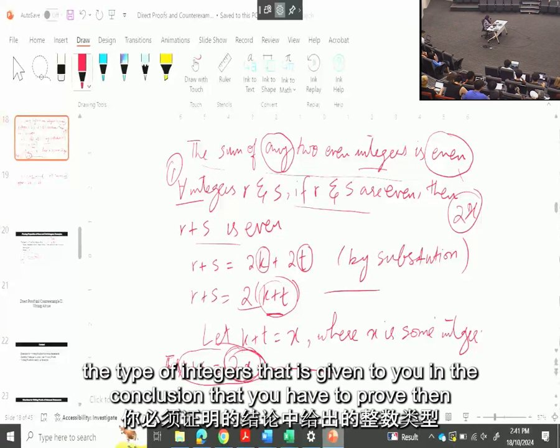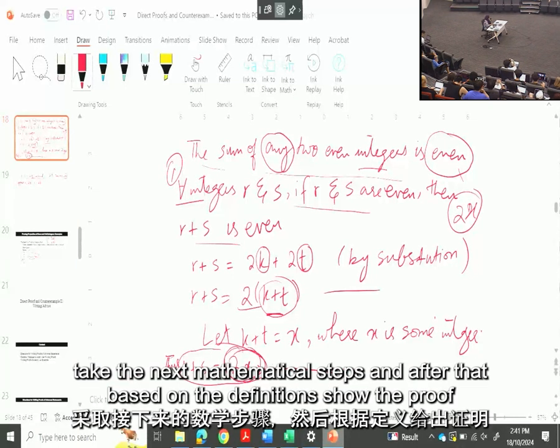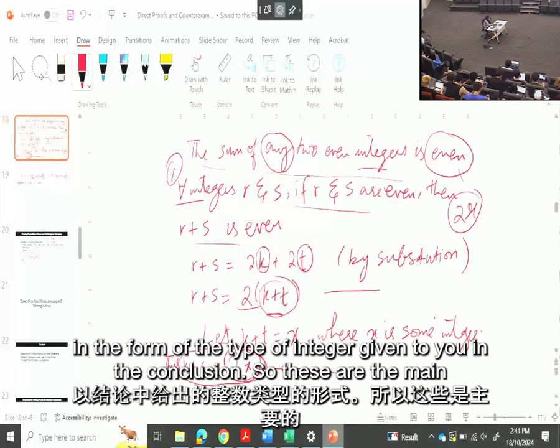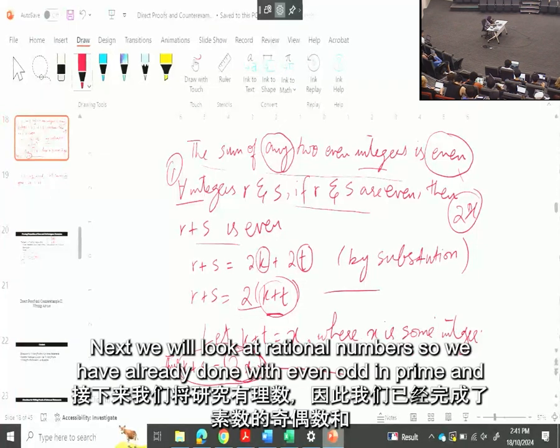Identify the type of integers that is given to you in the conclusion that you have to prove. Then take the definitions from the hypothesis, substitute those in the conclusion, and then take the next mathematical steps. And after that, based on the definitions, show the proof in the form of the type of integer given to you in the conclusion. So these are the main steps that you have to show when you are writing proofs using the direct proof method. Is it clear?